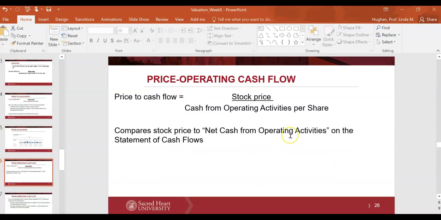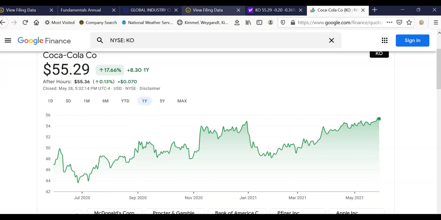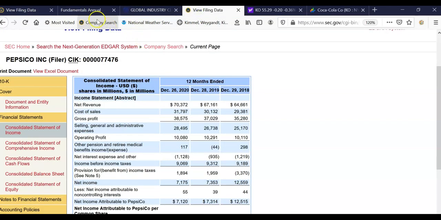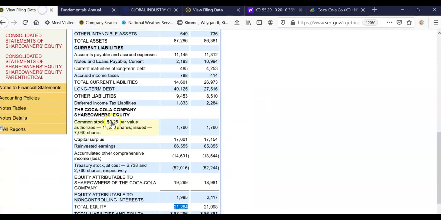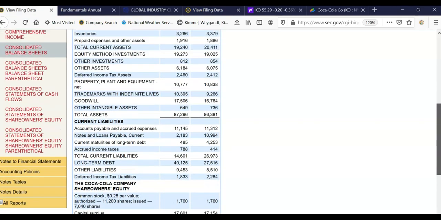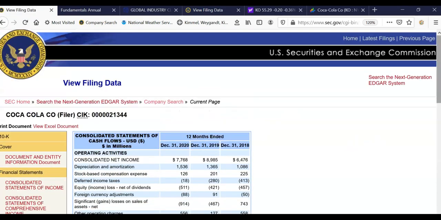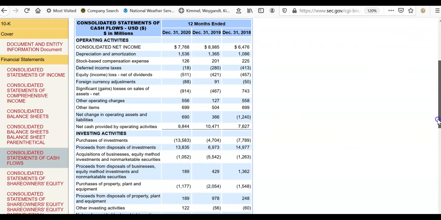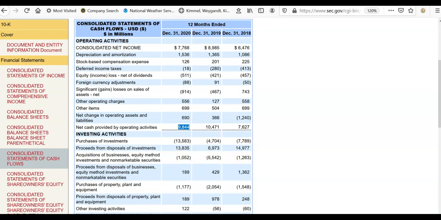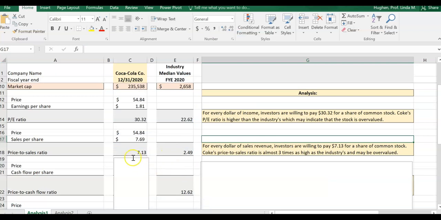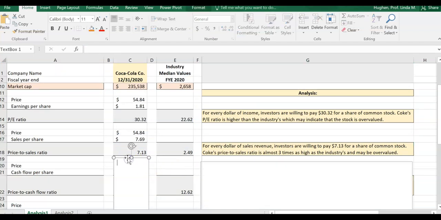Next metric we're going to look at is price to operating cash flow. This is where we take stock price and divide it by cash from operating activities on a per share basis. Remember, where do we get the cash from operating activities? We're going to get that from the statement of cash flows. So I'm copying over my cash from operating activities and inputting it here.